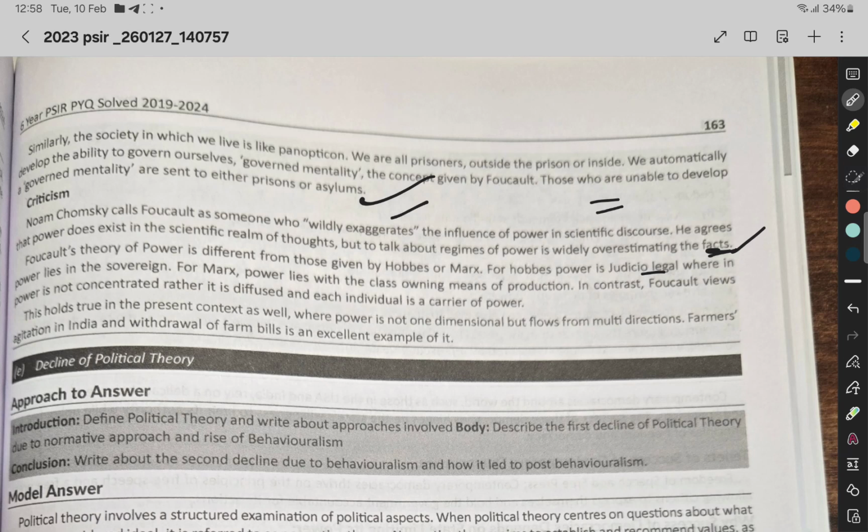For Hobbes, power is judicial, legal, wherein power lies in the sovereign. For Marx, power lies with the class owning the means of production. In contrast, Foucault views power as not concentrated; rather, it is diffused, and each individual is a carrier of power.